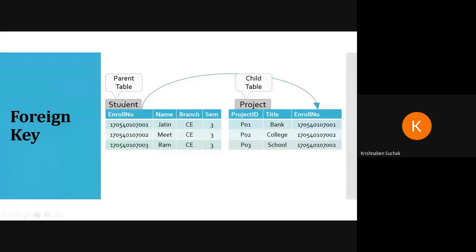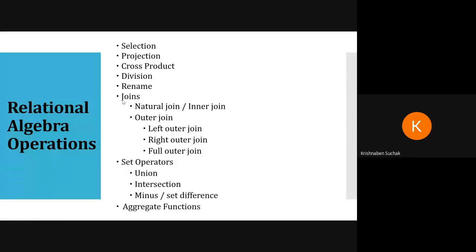Then we saw the different relational algebra operations mentioned here: selection, projection, cross product, division, rename, join. In join we can have natural join, or inner join. Then outer join, which is left outer join, right outer join, full outer join. Then set operators: union, intersection, and minus or set difference.